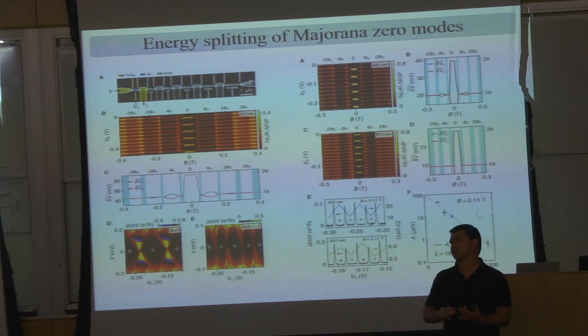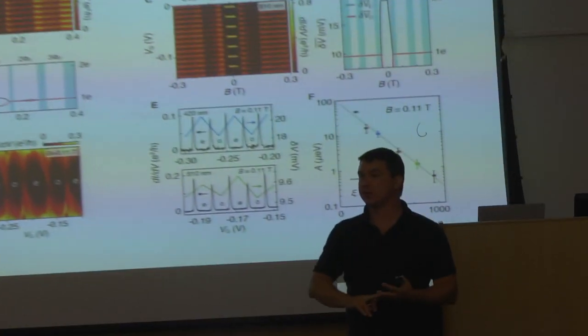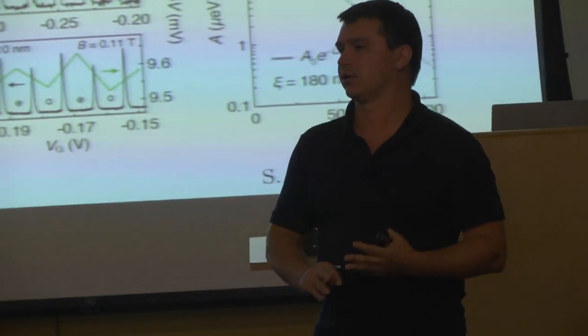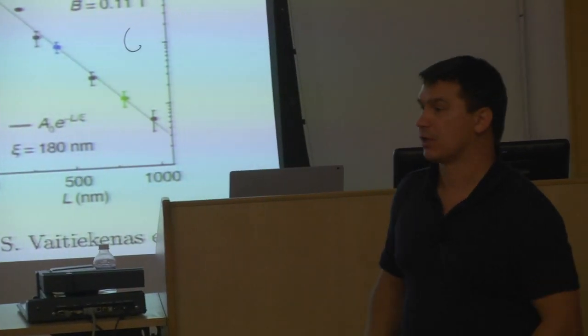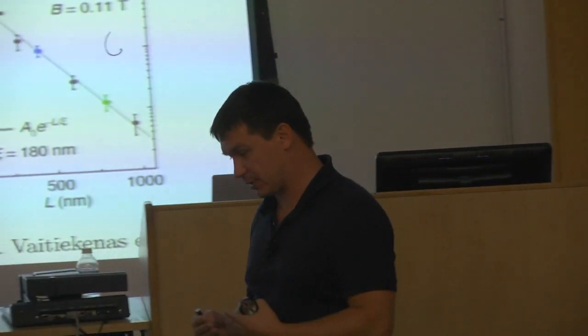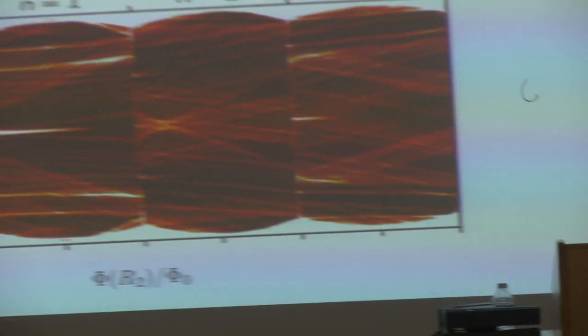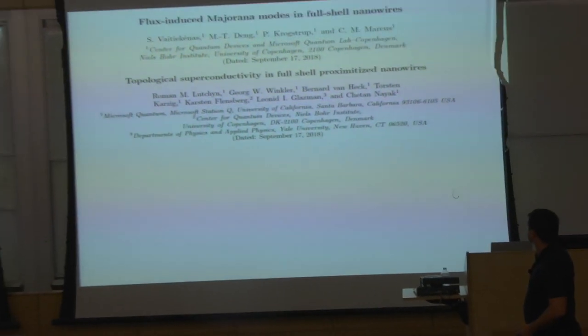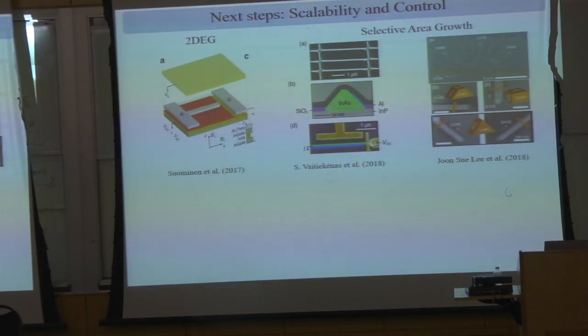Because A, we see that conductance is quantized in NS experiments, and B, we see that the splitting of the modes falls on this exponential dependence. So that's very encouraging news, because we can move forward and try to build qubits out of these systems. Now, I skipped a couple of slides, but let me go back to the idea. Just wanted to show you how this can be done.